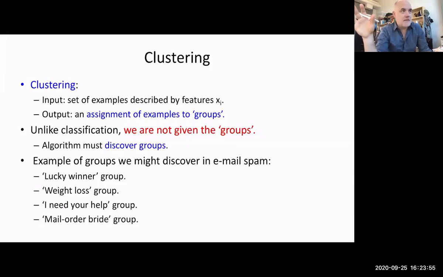If you take the email example, all of the spam emails, right, and ask what types of spam emails are there, that implies that there's some further clustering of the spam emails, and you'd like to work out what they are, right? So there might be the quote unquote lucky winner group of spam emails, or the weight loss group, or the I need your help group, or the mail order bride group, or the enhance various aspects of yourself spam email cluster, and so on and so forth. Okay.